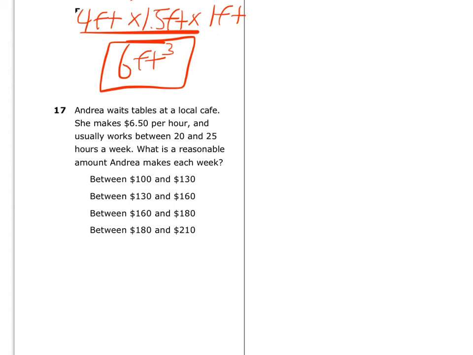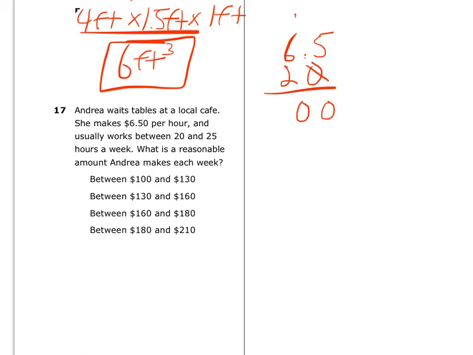Number 17. She makes $6.50 per hour. She works between 20 and 25 hours. What's a reasonable amount that she could make? Well, how do I figure out the lowest amount of money she's going to make in a week? 6.50 times 20, because she makes $6.50 an hour. The least amount she's going to work is 20 hours.